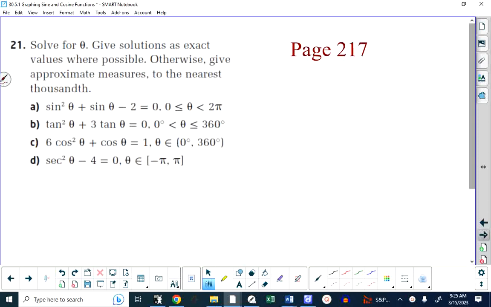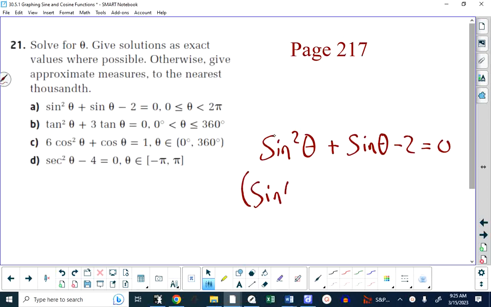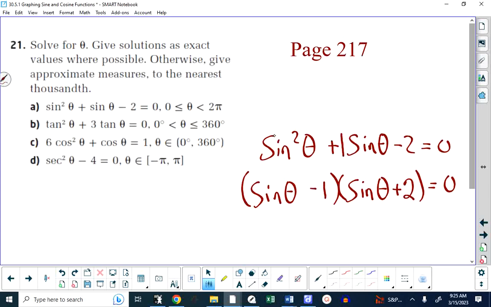I'm going to pick on A here: sine squared of theta plus sine of theta minus 2 equals 0. This factors into sine of theta plus a number and sine of theta plus a number. It's a pretty basic quadratic to solve. It's going to be 2 and 1. And in order for us to get positive 1 sine theta in the middle, this has to be positive 2, and that has to be negative 1.